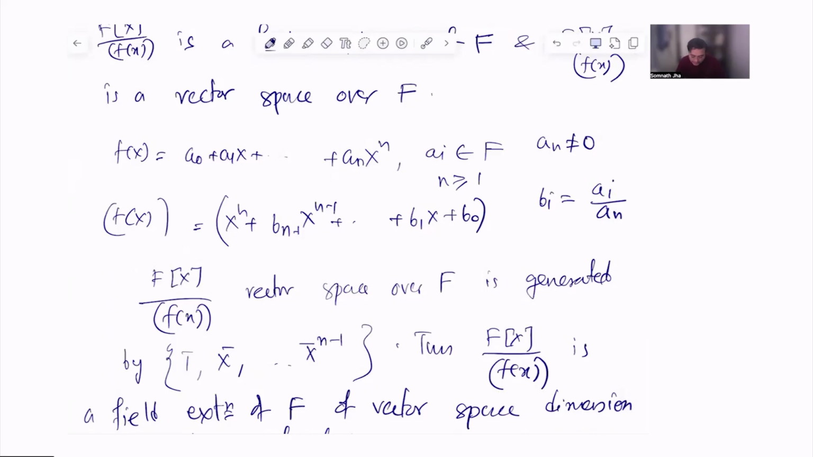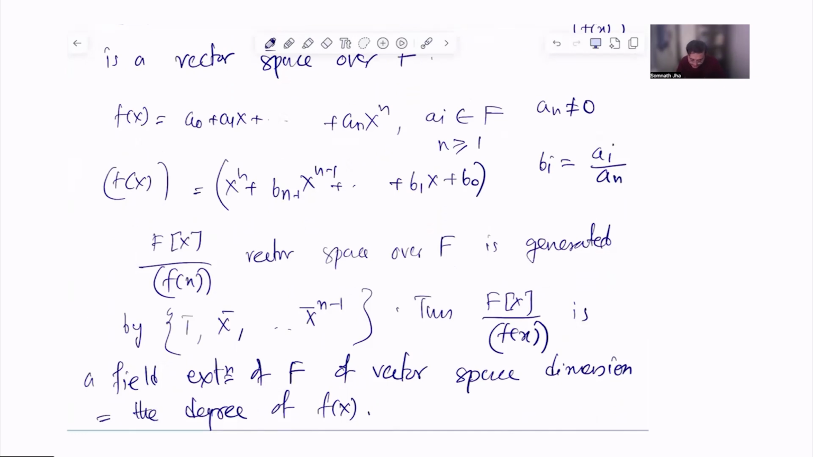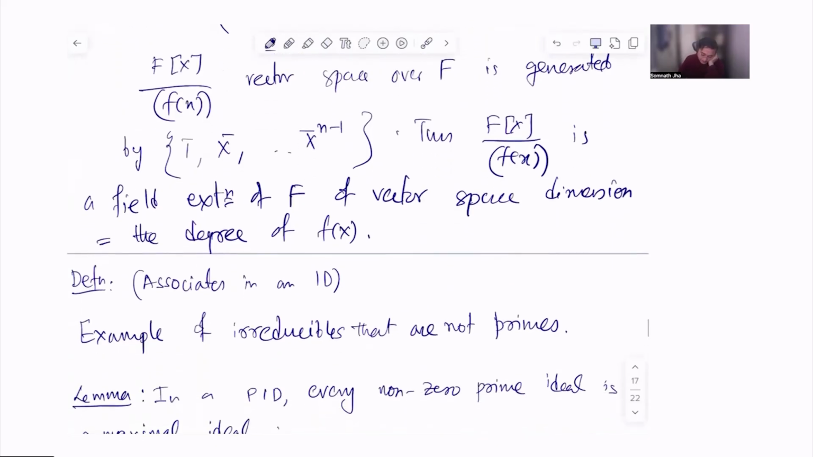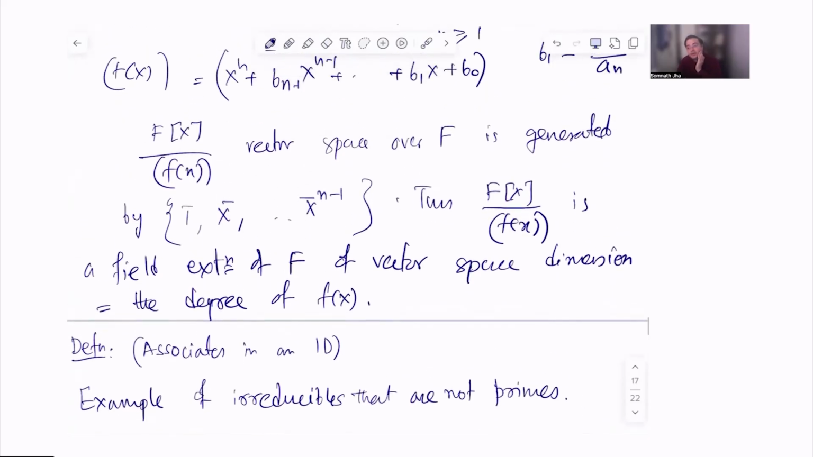So it is a vector space. You can check easily that it is generated by 1, x, x squared, up to x to the power n minus 1. Okay, so this is a field extension of vector space dimension equal to the degree of f(x). So we saw for a PID, irreducible and prime are equivalent, in particular for Z also. That's why in Z the irreducibles and primes are the same, and any non-zero prime ideal is a maximal ideal. All these things are true over Z.